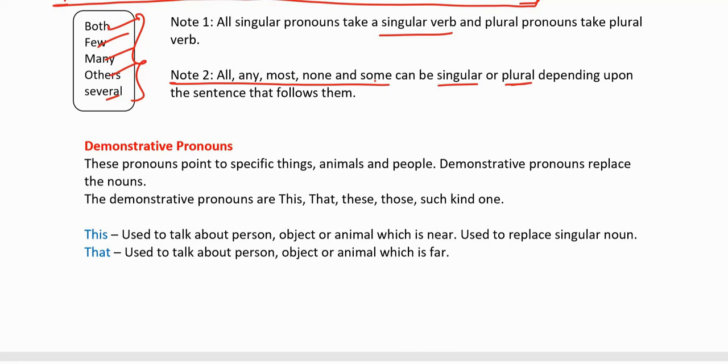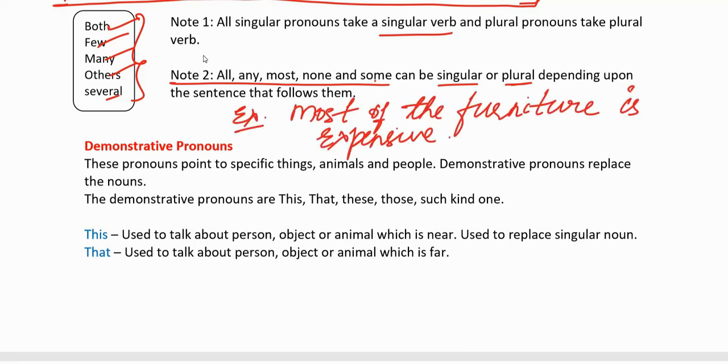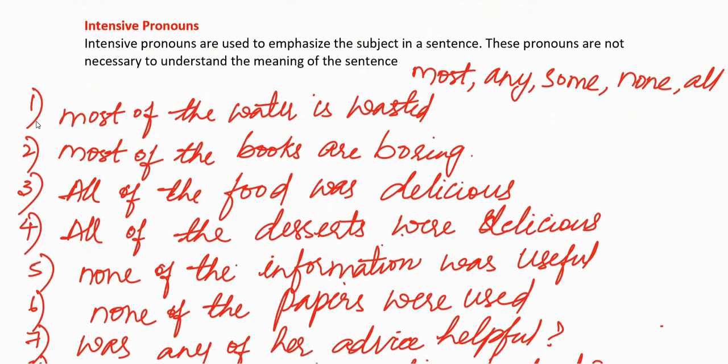Let us look at an example here. The indefinite pronoun here is most, and this is singular because we are talking about the furniture. Furniture is an uncountable noun, and there is no plural form for the uncountable noun furniture, and hence most here is a singular indefinite pronoun. Now these are those indefinite pronouns: most, any, some, none, all.